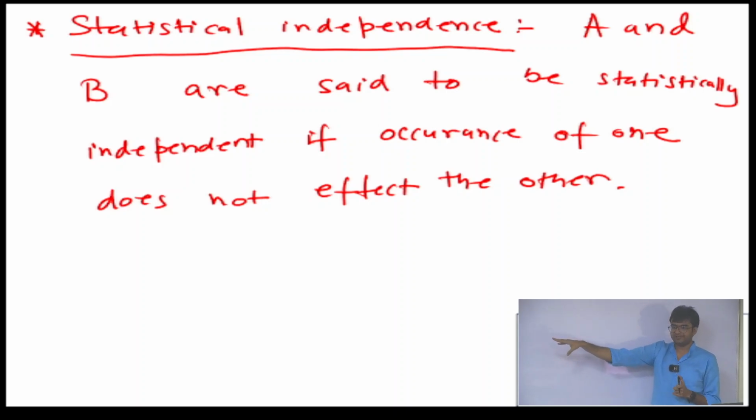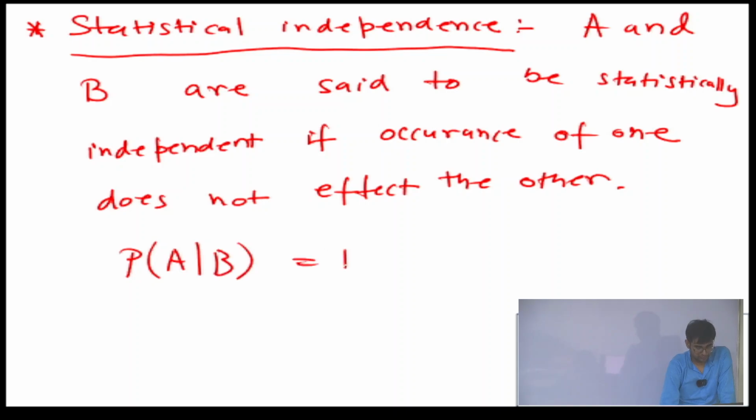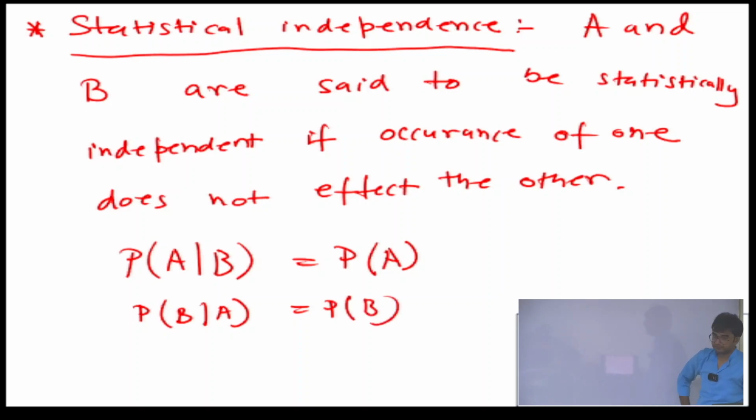So what should the equation look like for this? From this definition, can you write it mathematically? Exactly. P(A given B) equals P(A), because whether B has occurred or not, the probability of A should not change. Probability of A given B is equal to P(A), and probability of B given A is equal to P(B).